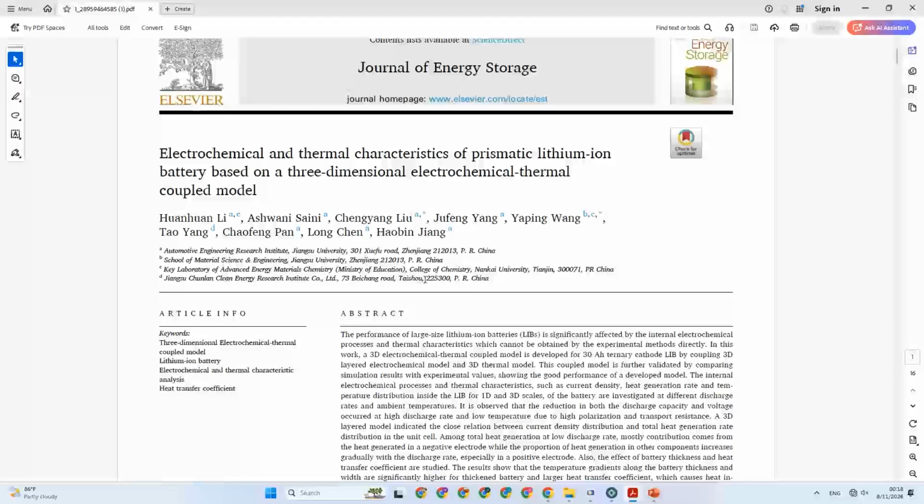Here we can see electrochemical and thermal characteristics of a prismatic lithium-ion battery based on a three-dimensional electrochemical thermal coupled model.